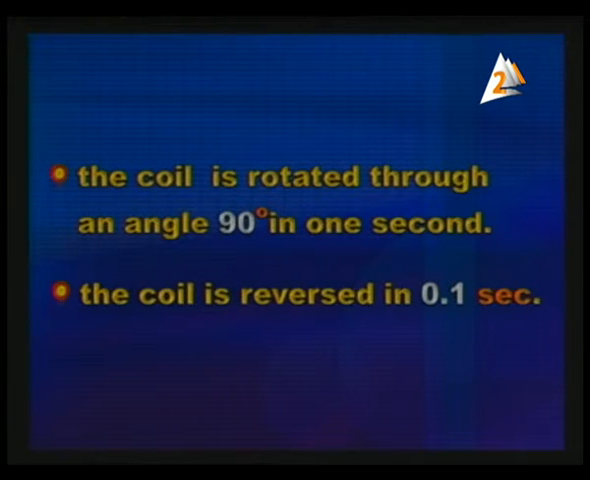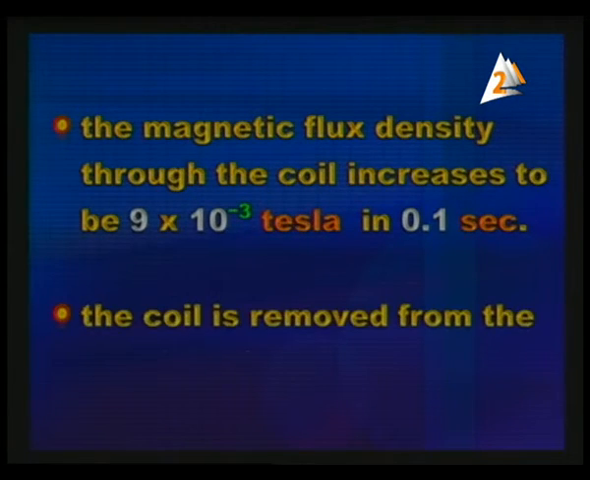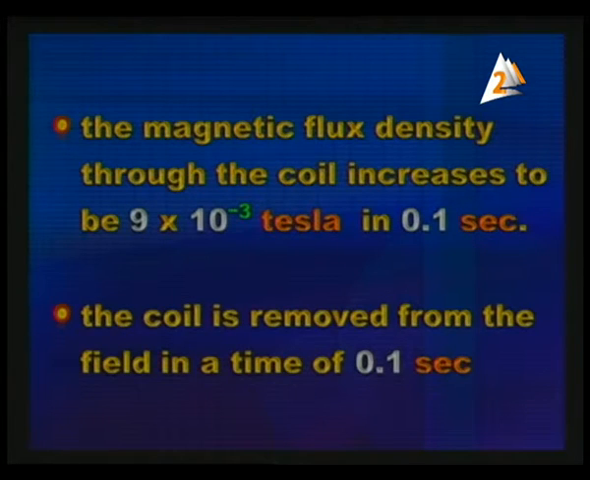when the coil is reversed in 0.1 second, when the magnetic flux density through the coil is increased to be 9 times 10 power negative 3, instead of being 5 times 10 power negative 3, in a time of 0.1 second. And finally, when the coil is removed from the field in a time of 0.1 second. We'll take it one by one.